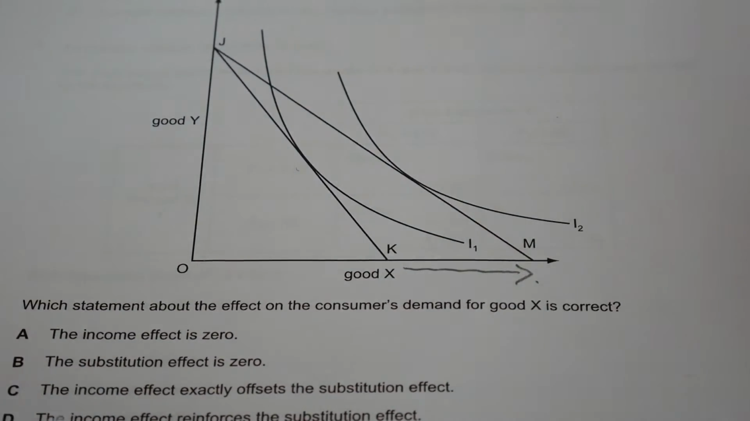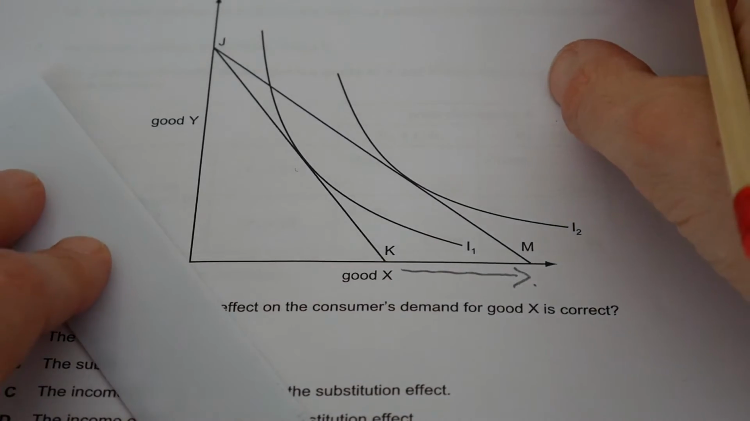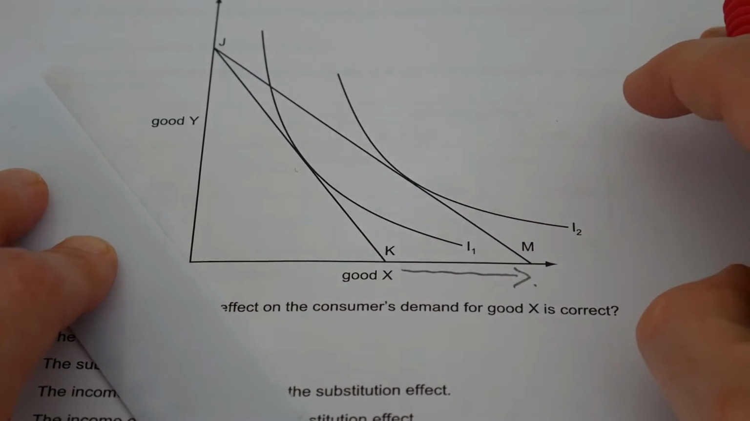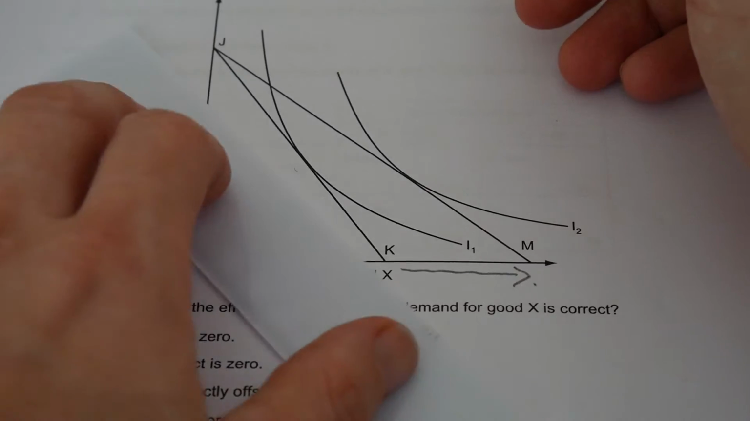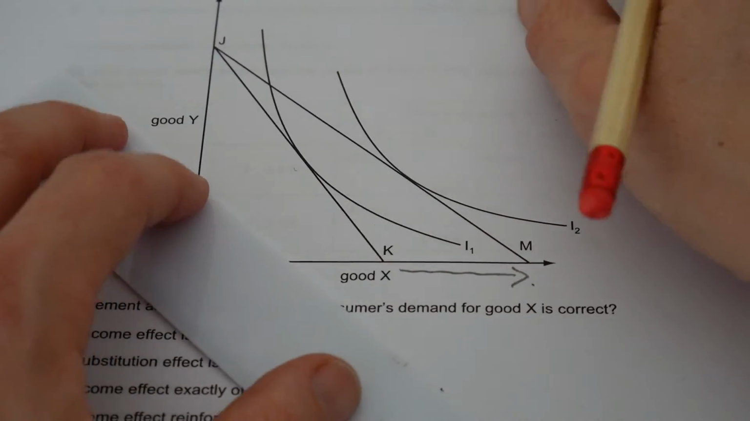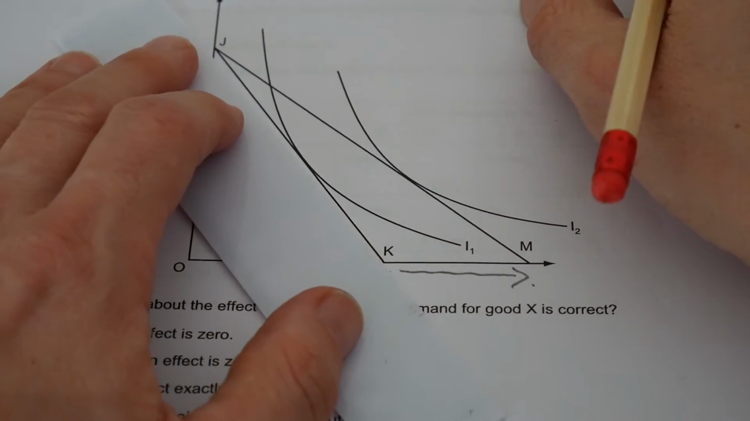So in essence, the consumer can afford more of this good. If we then work across from here, we can see that there's a big effective change in the income.